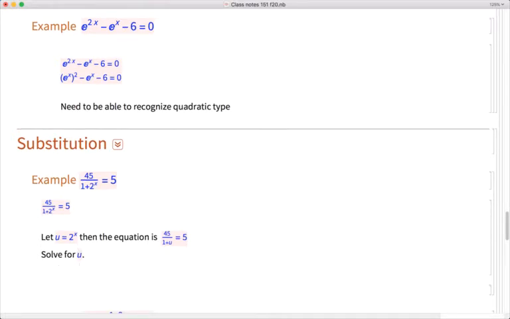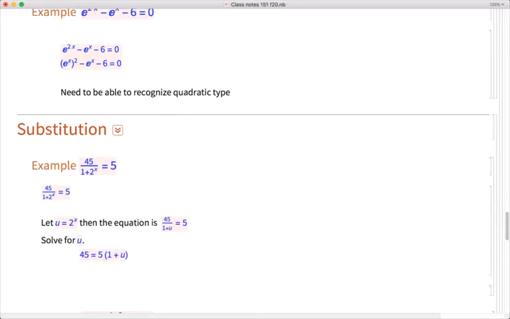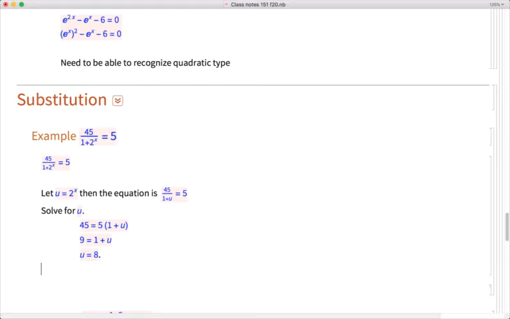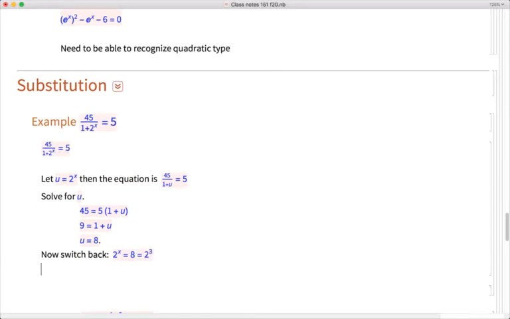Okay, so this is no longer having anything to do with exponentials, but it does demand that you still have some algebra skills. We're going to clear the denominator. I guess we could cancel the 5. This would be 9 equals 1 plus u. And so it looks like u is equal to 8. Now switch back. When we switch back, we remember that u was 2 to the x. So we have 2 to the x equals 8, and that 8 is 2 cubed. And so our answer here is x is equal to 3. You take log base 2 of both sides.